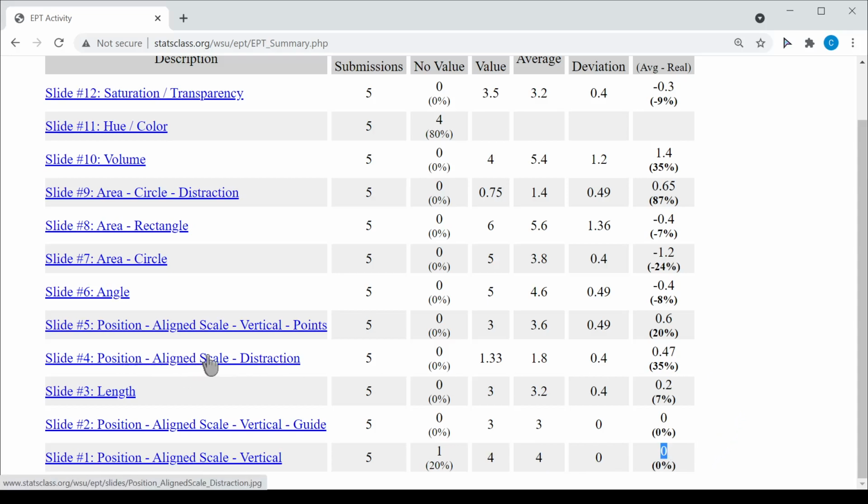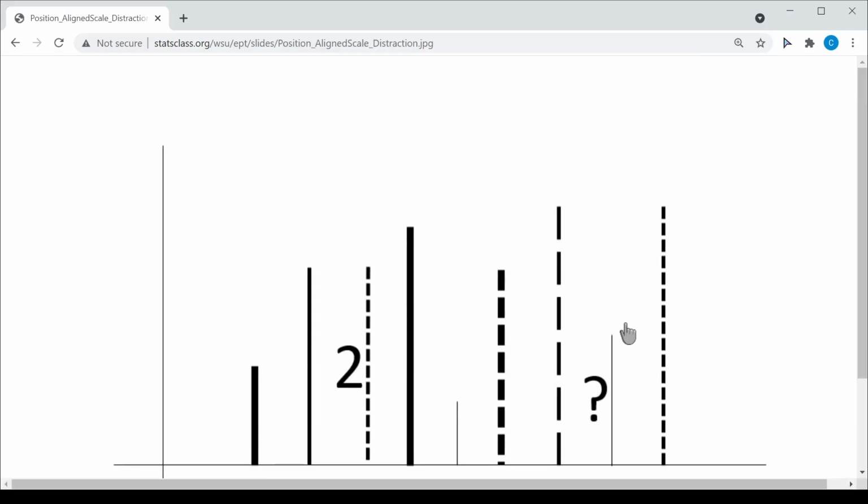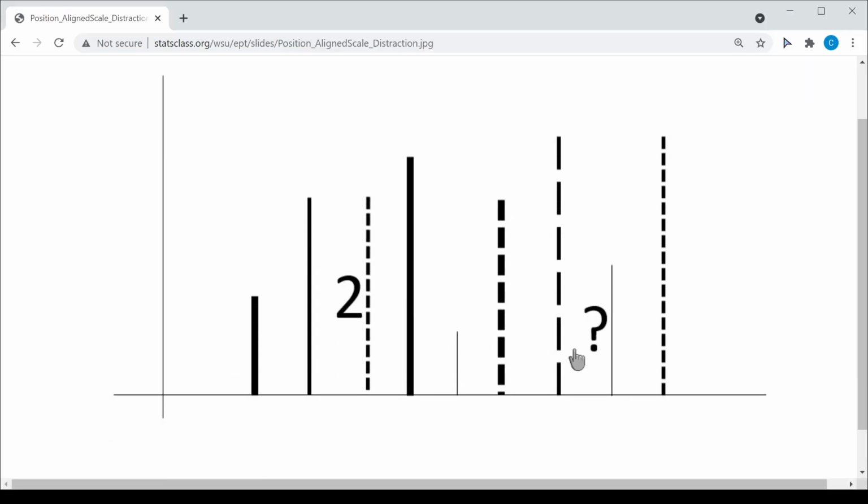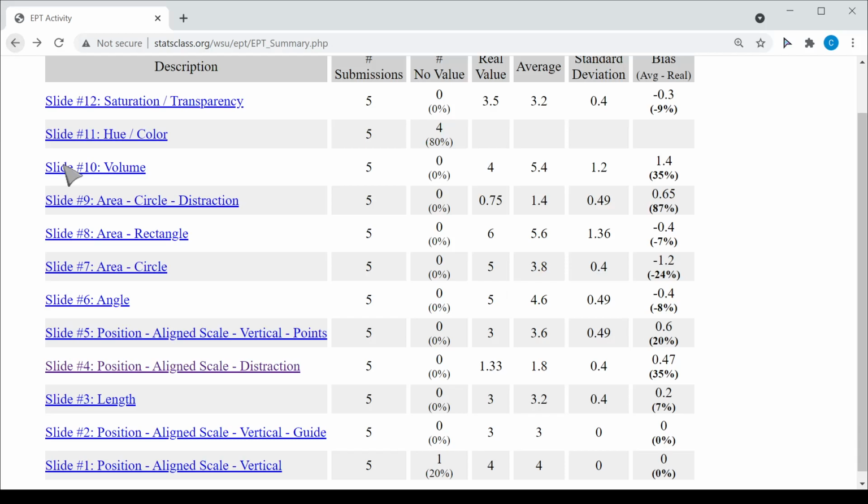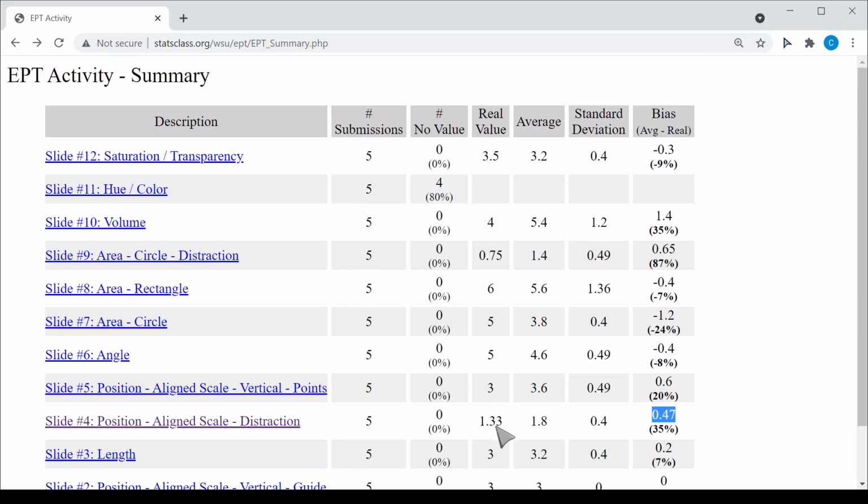However, if I look at this one here where I have some distractions in place, it's harder to determine that value. It's not as easy, so there's more bias there. We are off the mark here. The real value was actually 1.33, but these 5 people, their average value says that it was 1.8. So that's off the mark there. They have more bias.